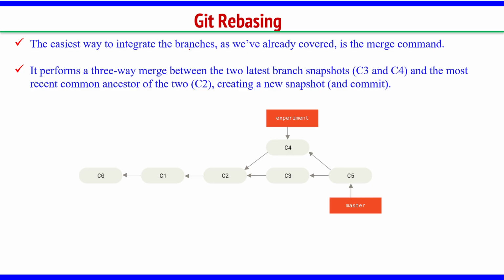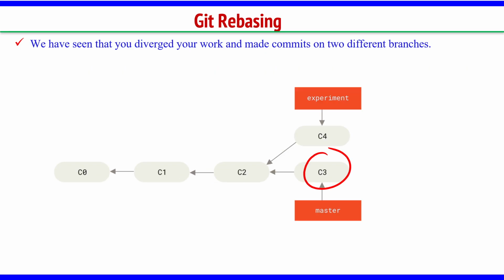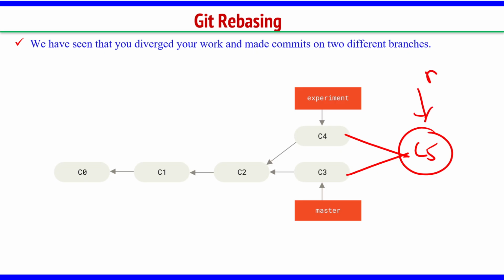The easiest way to integrate the branches, right? How do you integrate C4 into C3, right? One way is that you can use the merge commit. You can merge them here and bring C5 and let this be the master. Okay, this can be done, right?